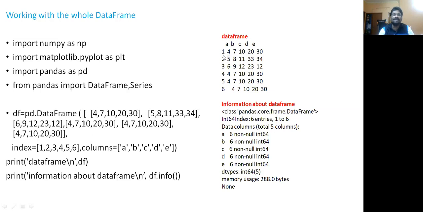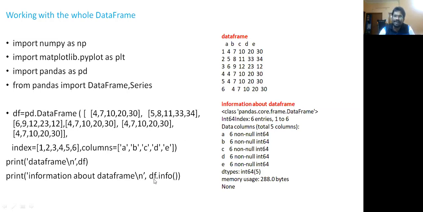And here are indexes 1, 2, 3, 4 up to 6, and these are the values, right? So this is the creation of a data frame. After creating the data frame, we are giving the information. Suppose here is the information about the data frame.